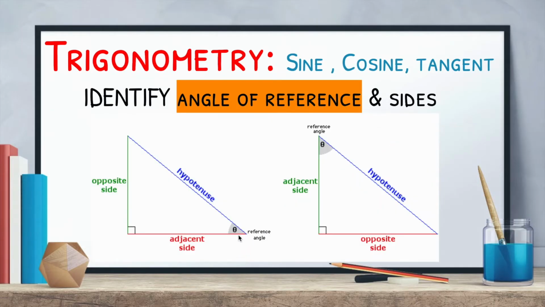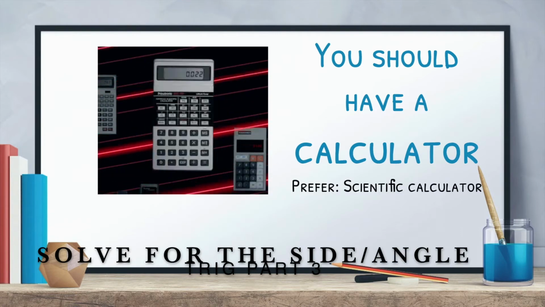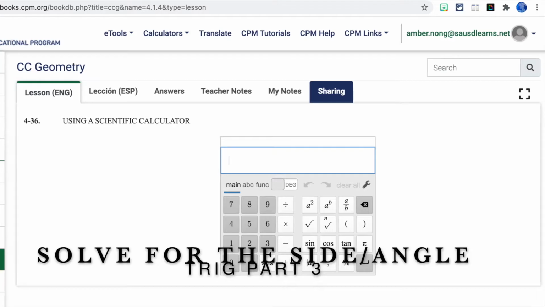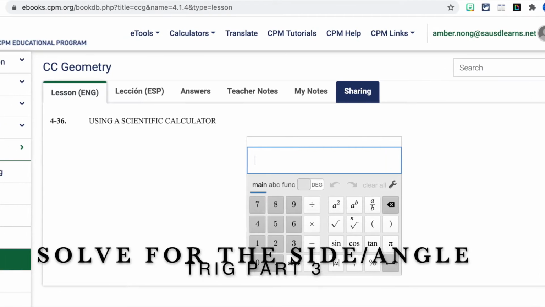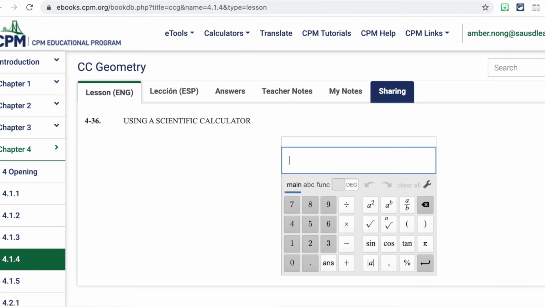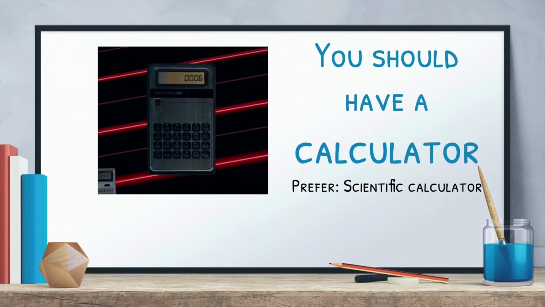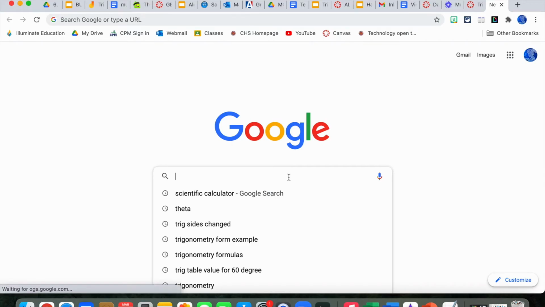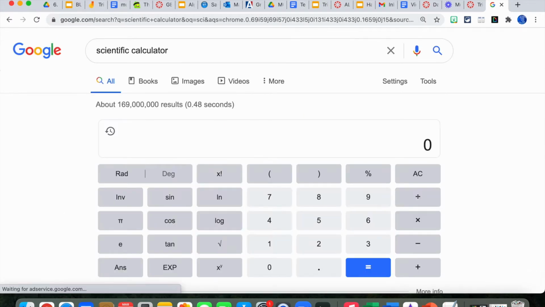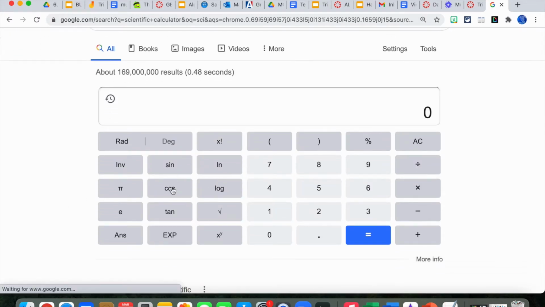Again, the angle of reference, we keep going over this. You can look from the bottom right-hand corner for the first triangle, or the top in the second right triangle. You should have a calculator, preferably a scientific calculator with sine, cosine, tangent functions. If you don't have one, in CPM 4.1.4 there is an online scientific calculator for you to use, or you can Google any scientific calculator to use online. Just open any new tab, type in scientific calculator on the Google search. On the very top one, you can use that one as long as it has sine, cosine, tangent. Make sure that you select degree.